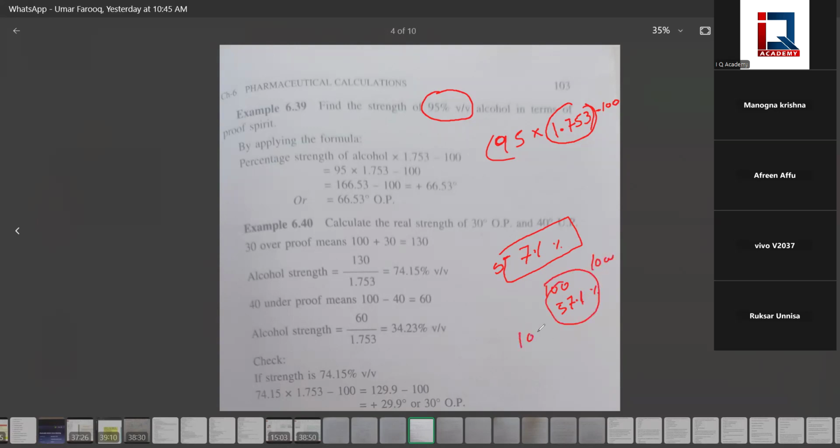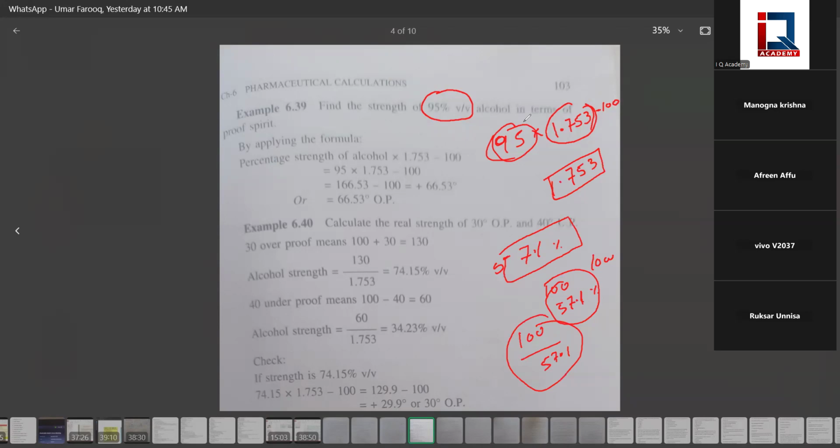So if you divide 100 by 57.1, by simplification you will get this value, 1.753. That's the reason why we are multiplying the given percentage with 1.753. So the first step in proof spirit calculation is multiplying the percentage strength of an alcohol with 1.753. Then 100 is subtracted from the product.